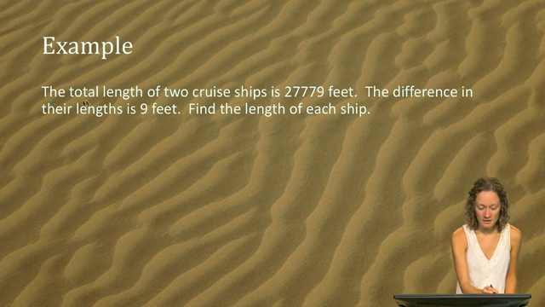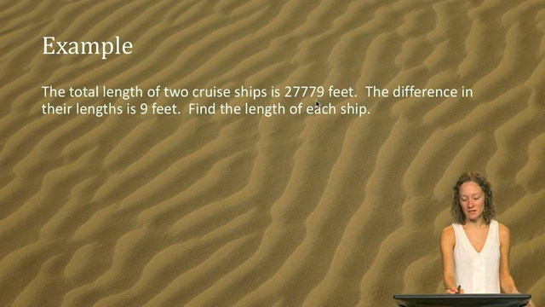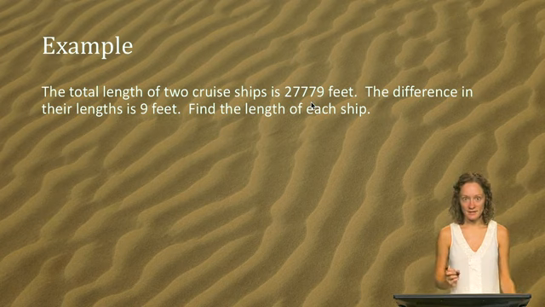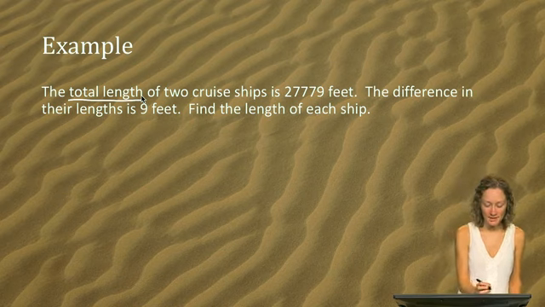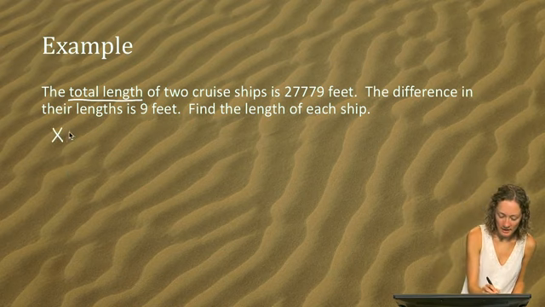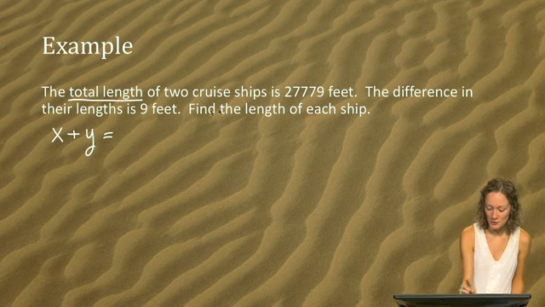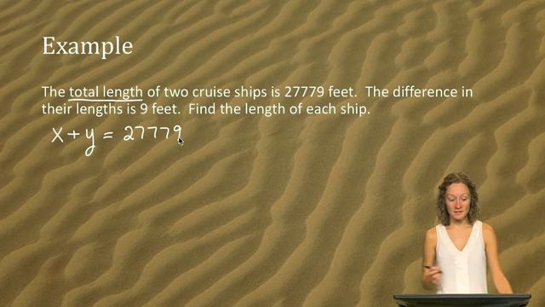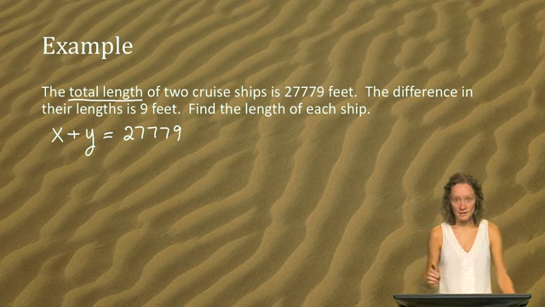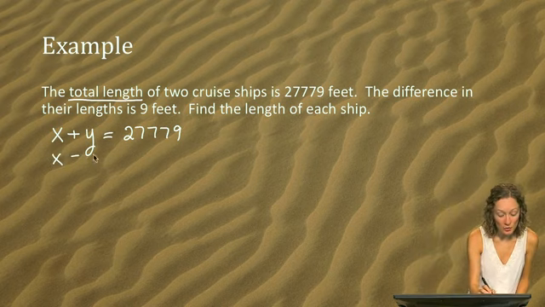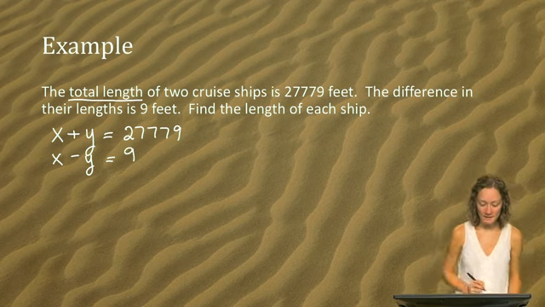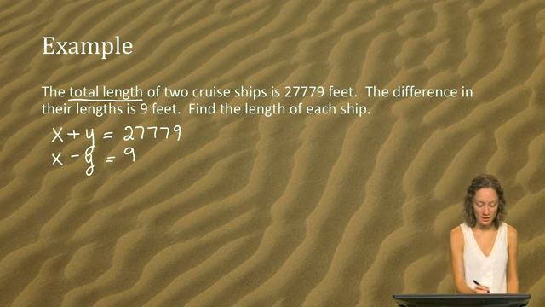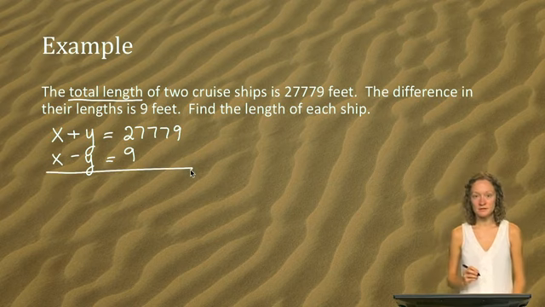So the first sentence tells us the total length of two cruise ships is 27,779. What does that translate to? Total length typically means addition, and in this case it does. We have a first cruise ship and another cruise ship, x plus y, and their total length is 27,779. The difference in their lengths is 9 feet, so take one, subtract away the other. It's your choice. You could pick x minus y or y minus x, and the difference between them is 9. I promise you get the same answer. I'll explain why later. Then we solve.